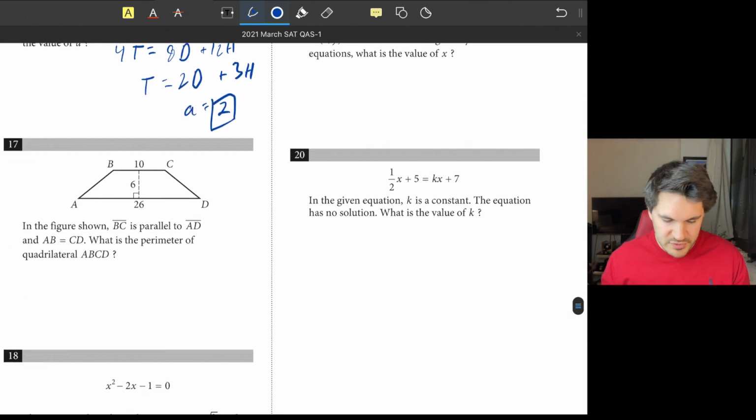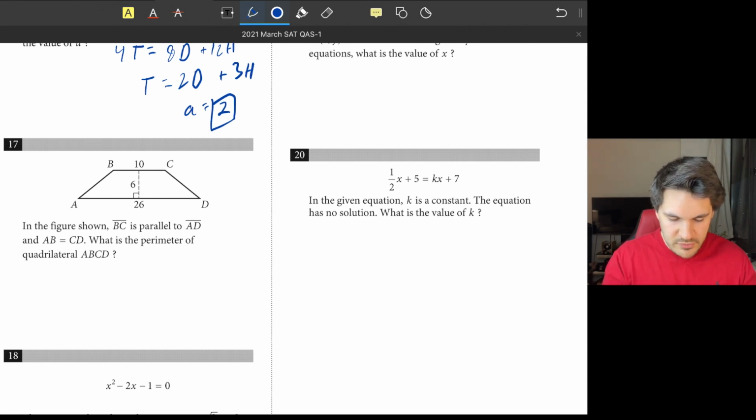17, we have a trapezoid. In the figure shown, BC is parallel to AD and AB equals CD. What is the perimeter of quadrilateral ABCD? Be very careful not to solve for the volume of the trapezoid. This is just the area. Oh, I'm sorry, the perimeter. So we just need to add up all the sides. We know the entire bottom base is 26, the top is 10. So we've got 16 left over.